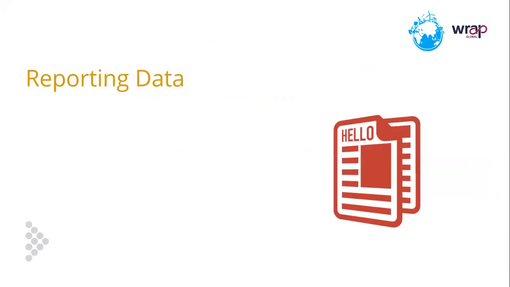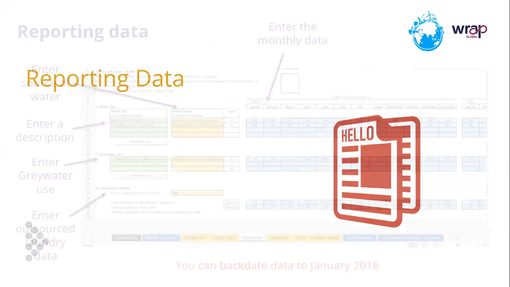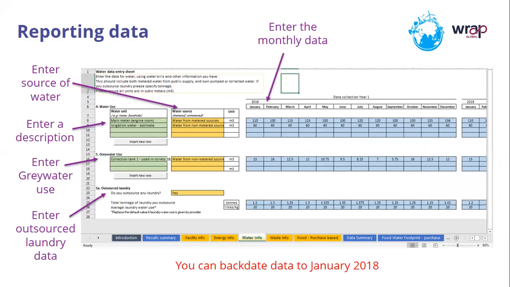So what do you do when you need to report this data? In the Resource Efficiency tool, there is a sheet for water data entry. In this sheet, you can add information on metered and unmetered water sources, grey water use, and information relating to outsourced laundry water use. There are separate webinars available that can advise on how to enter data into the Resource Efficiency tool.